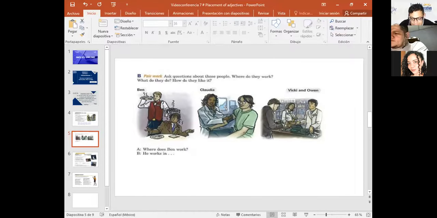Entonces, como no sabemos sus respuestas, pero nosotros vamos a pensar de que puede ser positivo o puede ser negativo, they like it or not. Así que les voy a dar unos minutitos cortos para que usted pueda formular con su equipo en cada imagen una pregunta. Por ejemplo, where do they work? Where does Ben work? O Claudia? Or in this case, Vicky and Owen. Preguntas. ¿Está claro qué es lo que vamos a hacer?